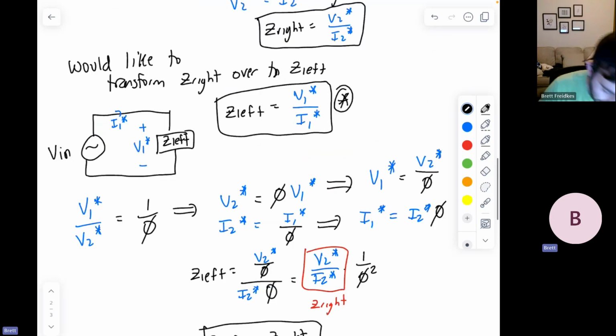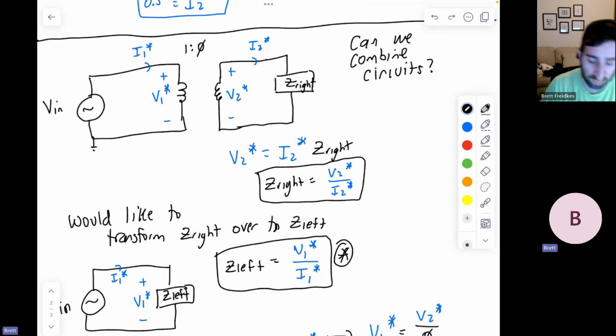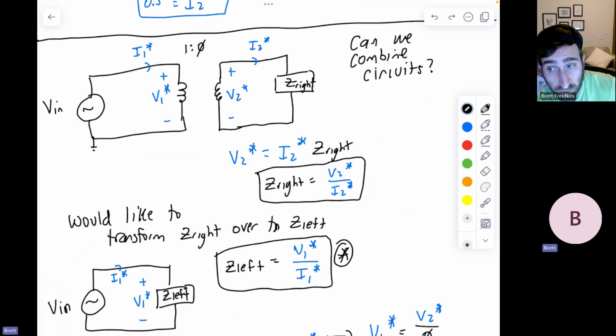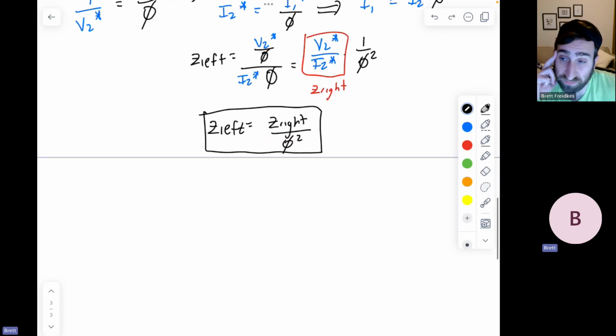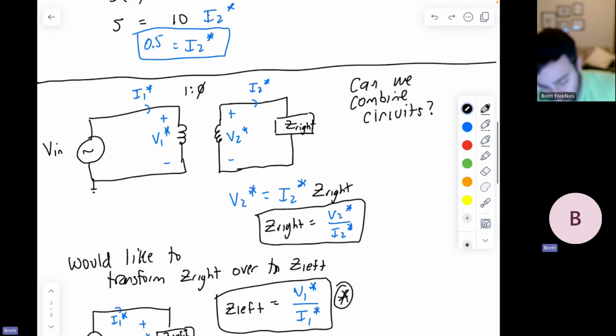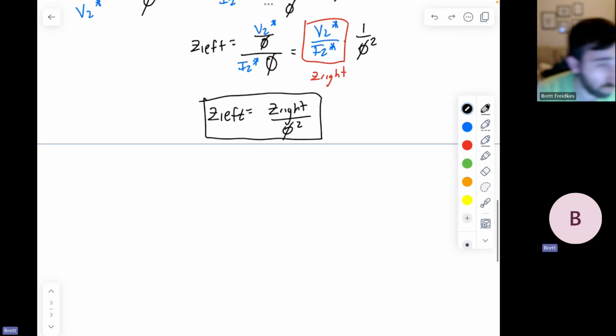Note, this is only valid in this case where the turns ratio was 1 to phi. If it was phi to 1 or some other ratio, it might end up being that Z left is Z right multiplied by phi squared. I want to make sure I said that correctly, I might have stumbled some words there. Z left is equal to Z right times phi squared in that situation. But in this situation, we end up seeing that Z right ends up being divided by phi squared to bring it over.